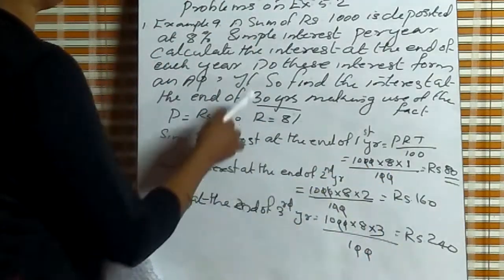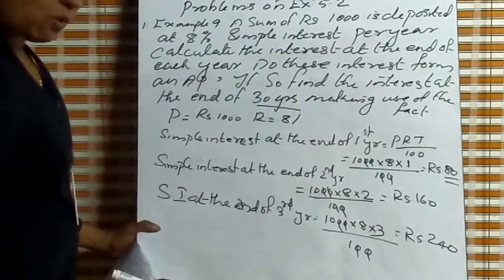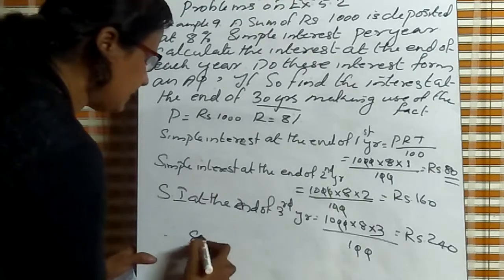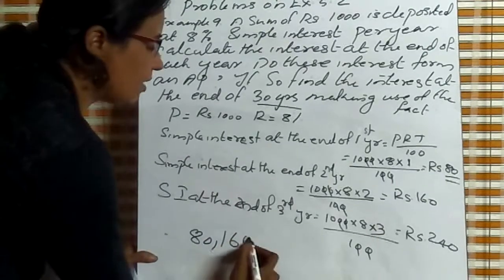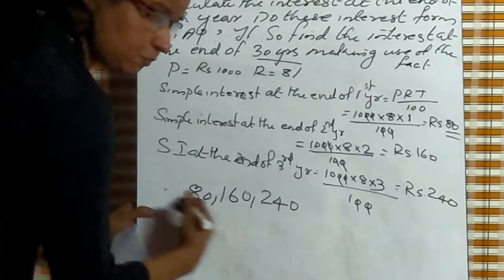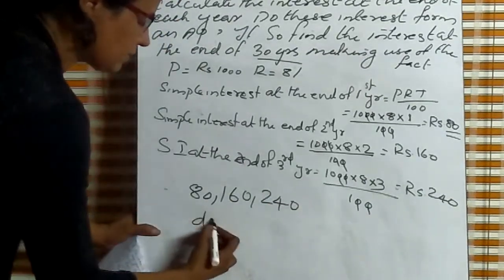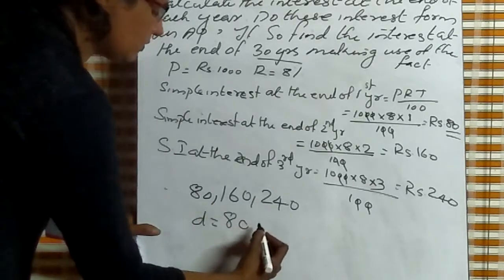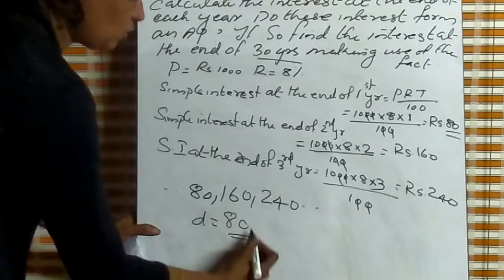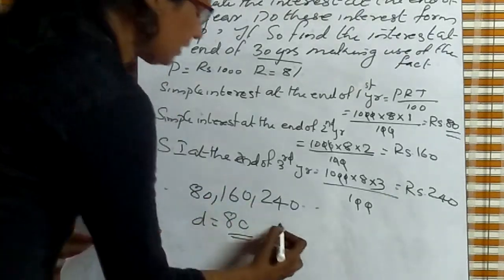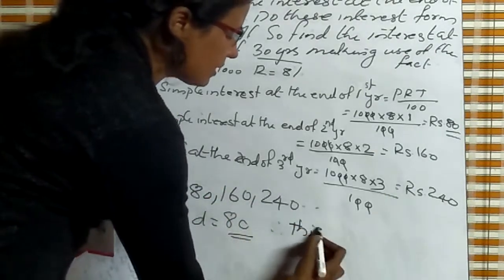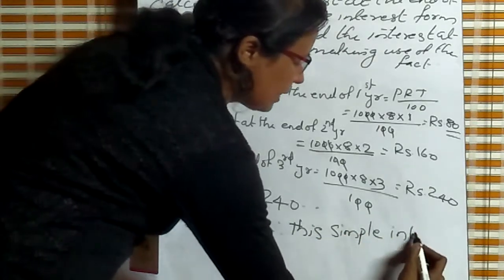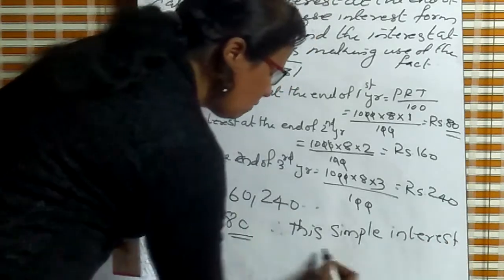80, 160, 240. Do these interests form an AP? Therefore, rupees 80 first: 80, 160, 240. Does it form an AP? What is the common difference? D is equal to 160 minus 80, and 240 minus 160, also 80. So D is equal to 80. Therefore, this simple interest forms an AP.